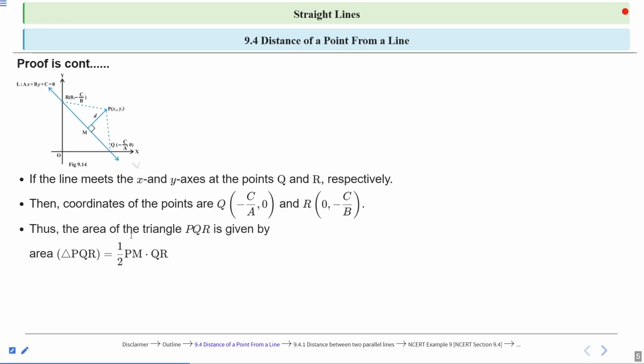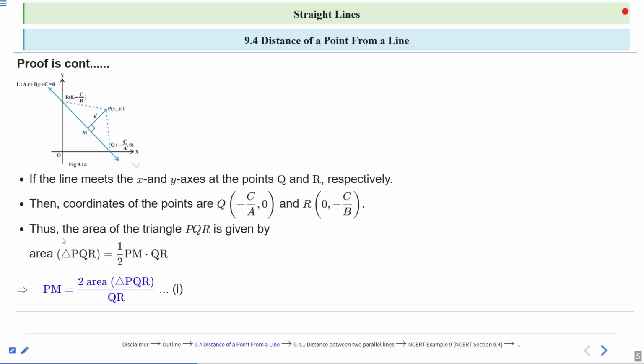Now, thus the area of the triangle PQR. So here we have triangle PQR, and the area of triangle PQR is basically half height into base. Here you can see in triangle PQR, the height of this triangle is PM, and the base of the triangle PQR is basically QR. So the area of triangle PQR is equal to 1 by 2 PM into QR.